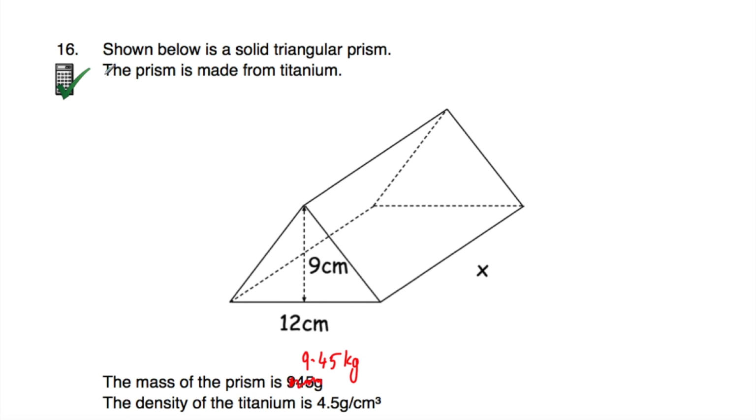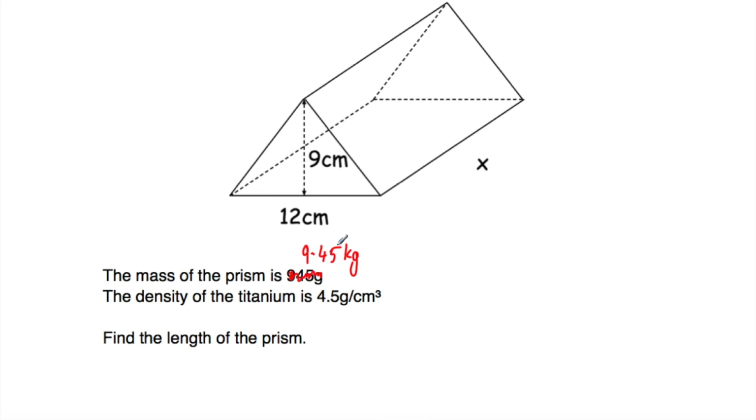Okay, let's have a look at our next question, question number 16. Question number 16 says, shown below is a solid triangular prism. So we've got the solid triangular prism, and the prism is made from titanium. So this is a solid titanium triangular prism. And we're told that the mass of the prism is 9.45 kilograms. So that's how heavy it is.